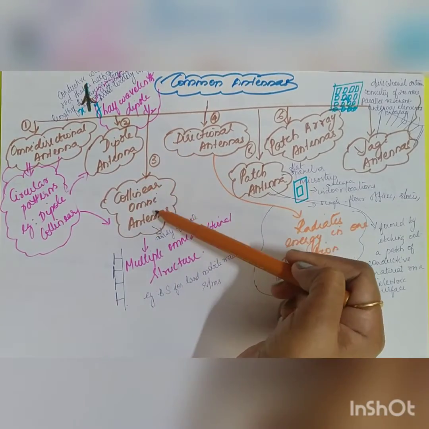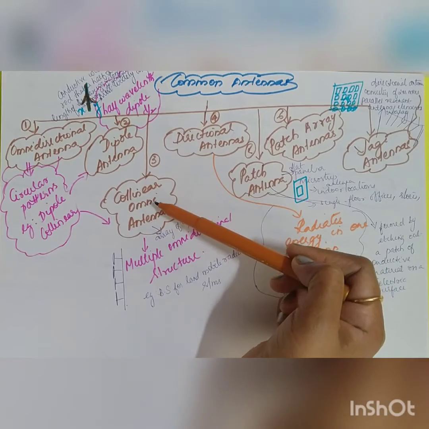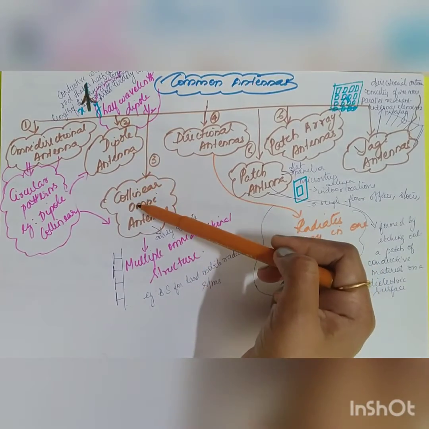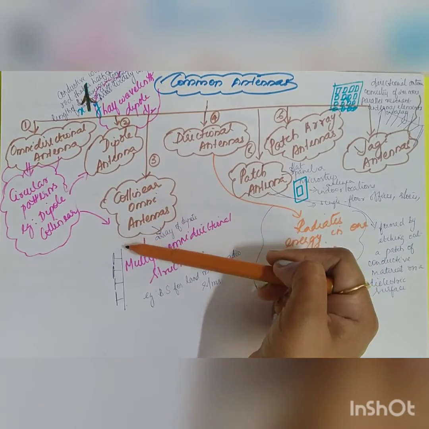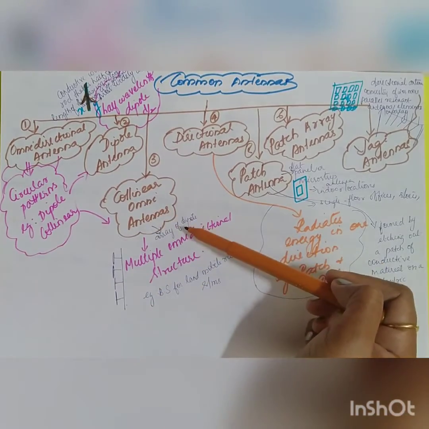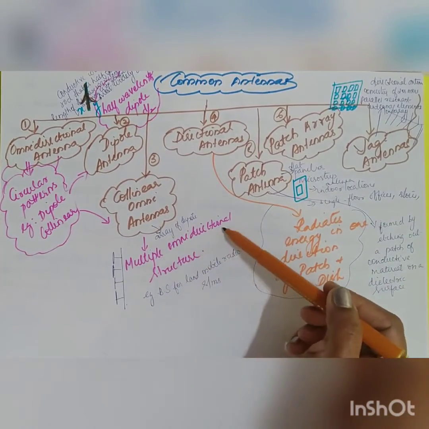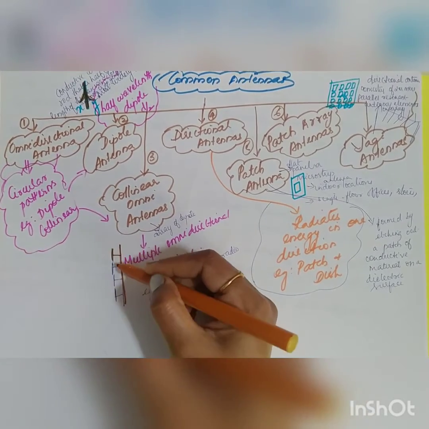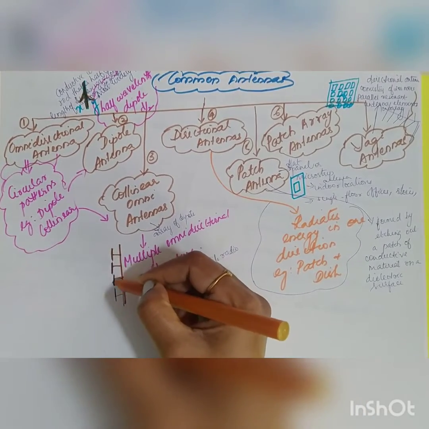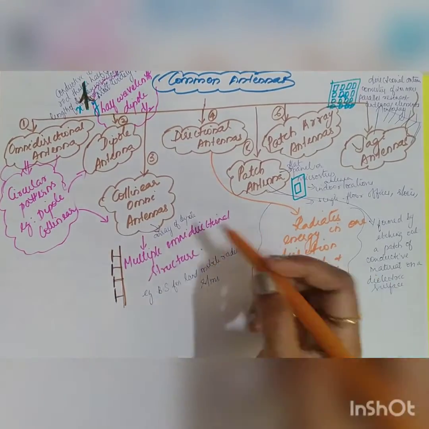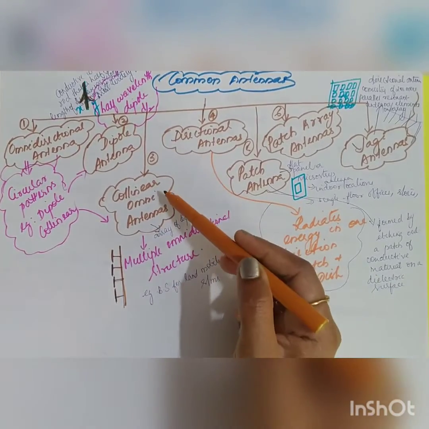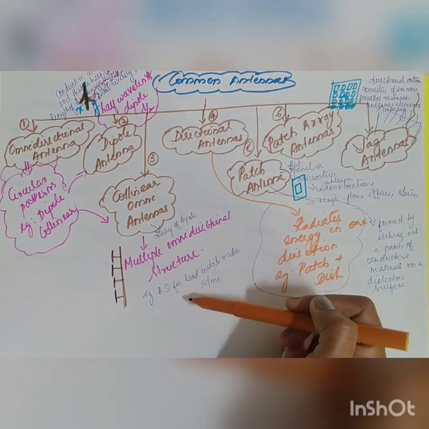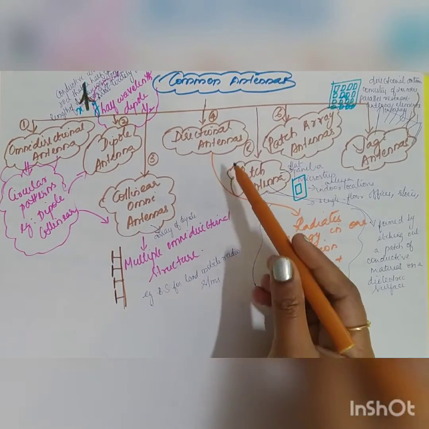Third one is your collinear omni antennas. The difference between a dipole and a collinear is that it has an array of dipole antennas, that is, multiple omnidirectional structures. In a single axis you have an array of dipole antennas connected together. This is called your collinear omni antennas. Basically it is used for base stations for land mobile radio systems.